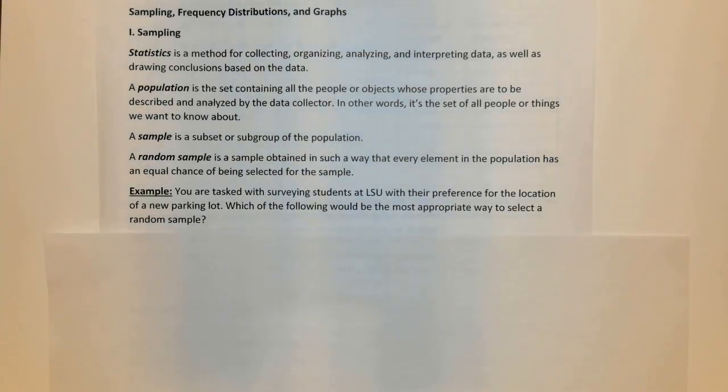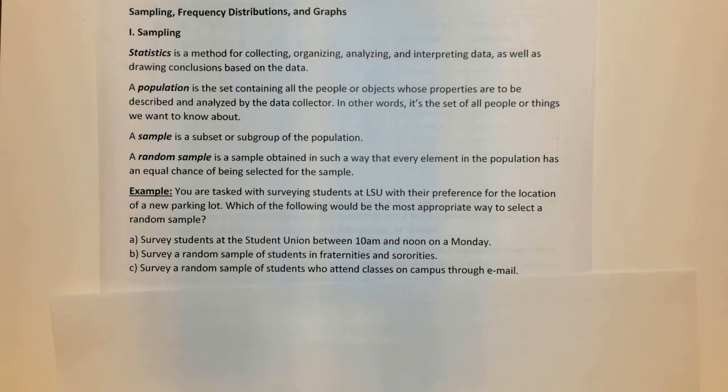So, here's an example. You're tasked with surveying students at LSU with their preference for the location of a new parking lot. Which of the following is the best way to do the sample? So we have three choices here. A: Survey students at the student union between 10 and noon on a Monday. B: Survey a random sample of students in fraternities and sororities. C: Survey a random sample of students who attend classes on campus through email.